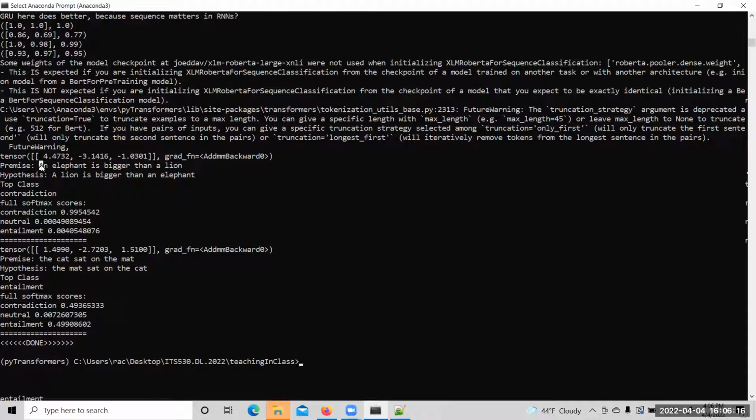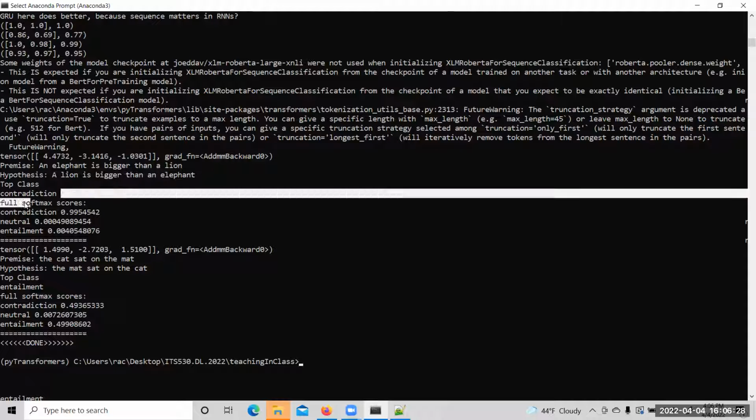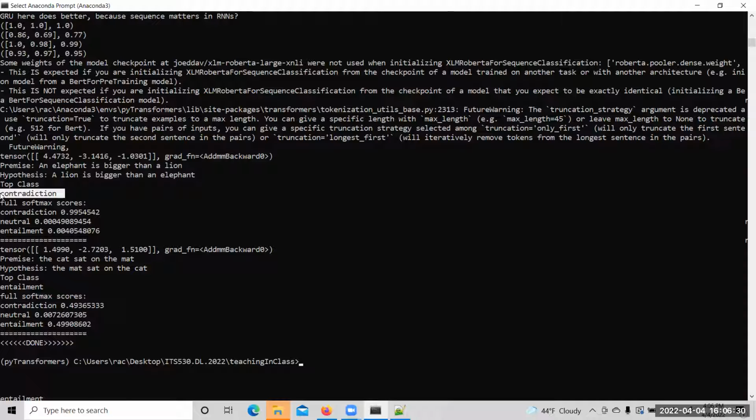So the premise is an elephant is bigger than a lion. The hypothesis, a lion is bigger than an elephant. We want to know what they are, neutral, contradictory, or entailment. The class is contradiction. So that's correct. The softmax scores for contradiction were here. You can see, this is the softmax version of this, right? Which makes it 99 and the other one's close to 0.